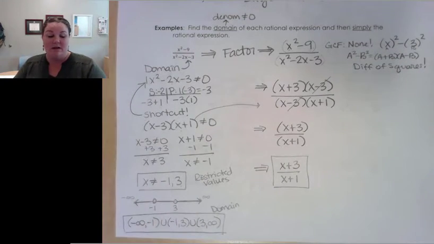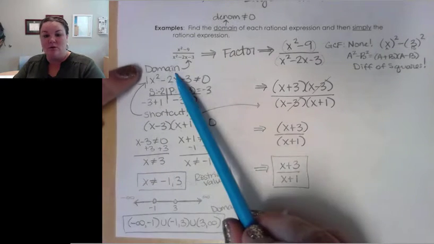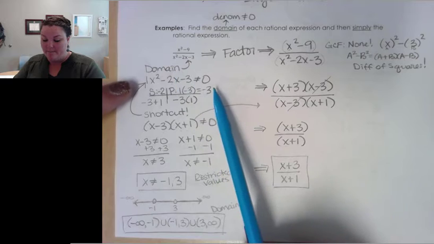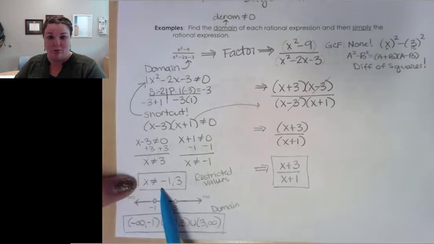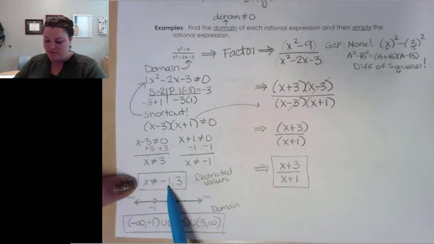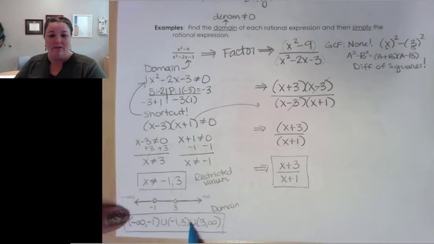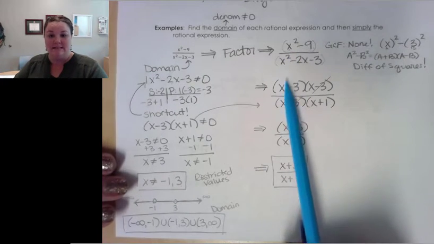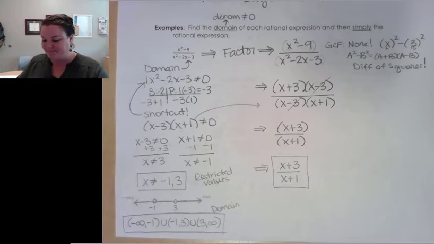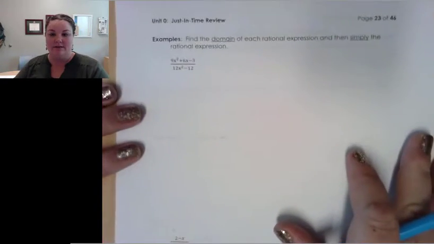Okay? So I want to do two more examples. Same idea. First, find the domain by figuring out what makes the denominator 0 and excluding it. Whatever we get, x can't be that. We exclude it from our domain. Once we've found our domain, then we can factor top and bottom to simplify the rational expression. Okay, so let me do a couple more and then I'll have y'all try some.